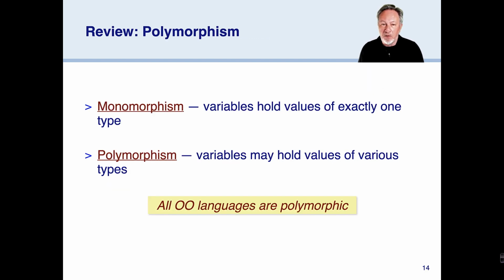We also speak of polymorphism. Polymorphism is more easily understood in contrast to monomorphism. So in a monomorphic language, everything has exactly one type. In a language like C or Pascal, these languages are monomorphic. Essentially, there's no notion of subtyping. With a polymorphic language, variables may hold values of various types. And then there are different forms of polymorphism. So all object-oriented languages are polymorphic.